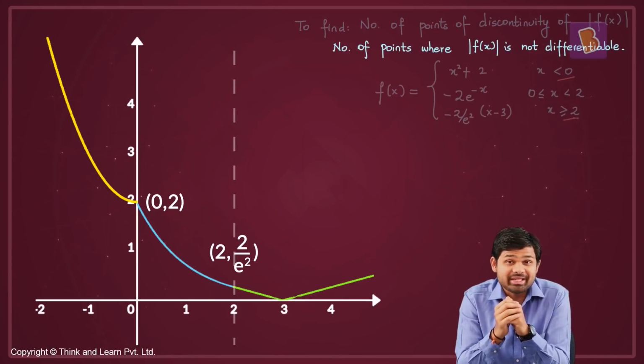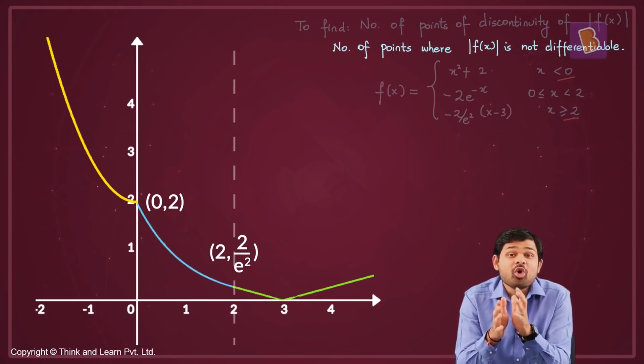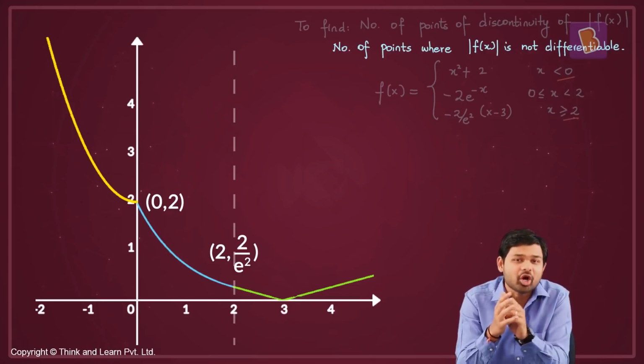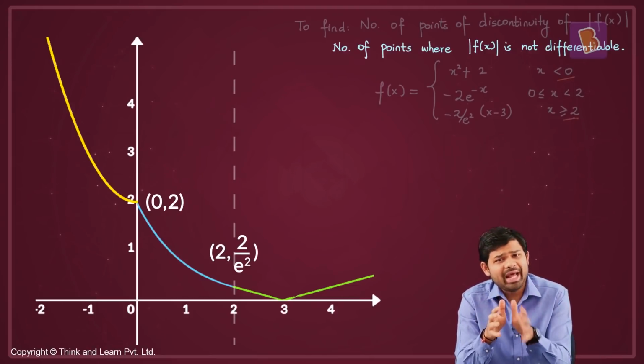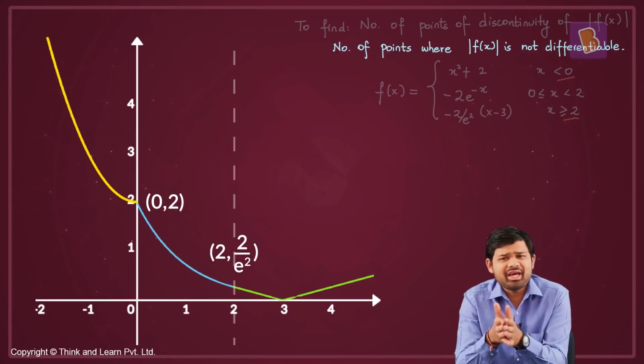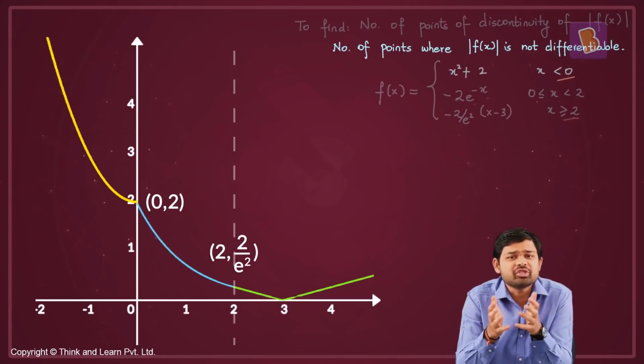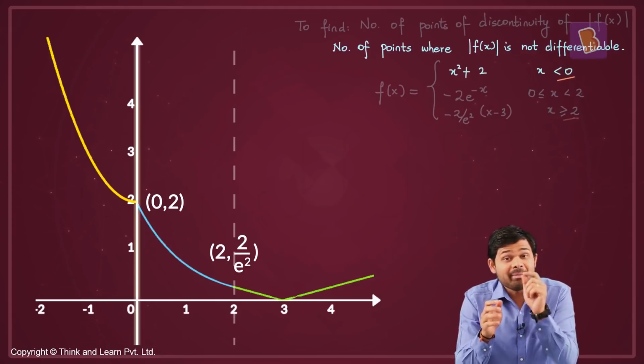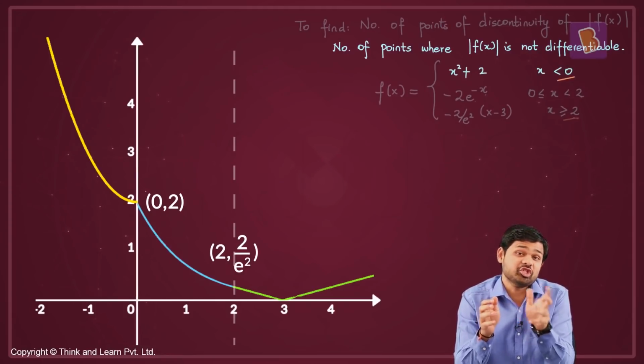Moving on to differentiability, let's analyze the points where the function may or may not be differentiable. Before x equal to 0, that is to the left of x equal to 0, everywhere this function is definitely differentiable because the function is a quadratic function. But at x equal to 0, the function definition changes.